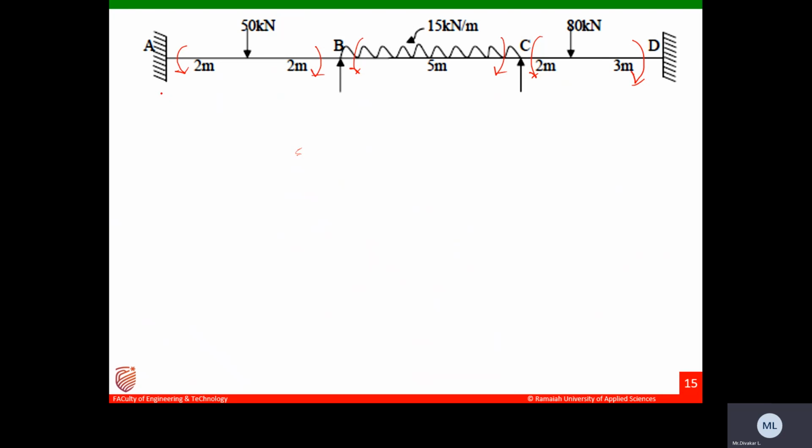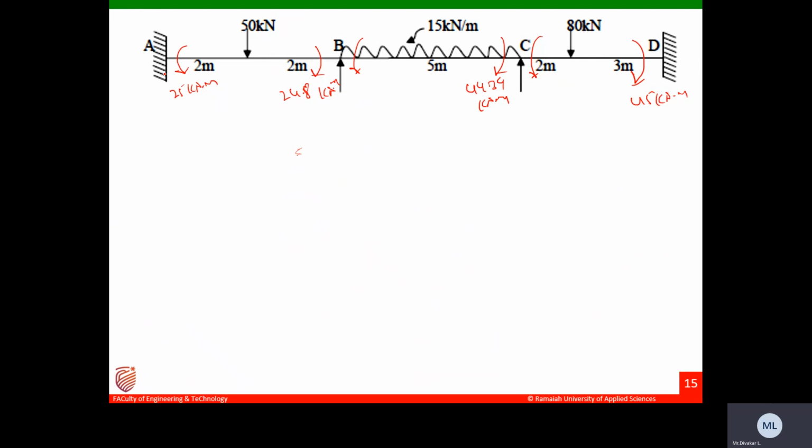So here we got 25, and this one you will get 24.8. This is also 24.8 kilonewton meters, and this is also 24.8, and this you got 44.39 kilonewton meters, and this one you got 45. This one you got 45 kilonewton meters. These are the final moments you got.